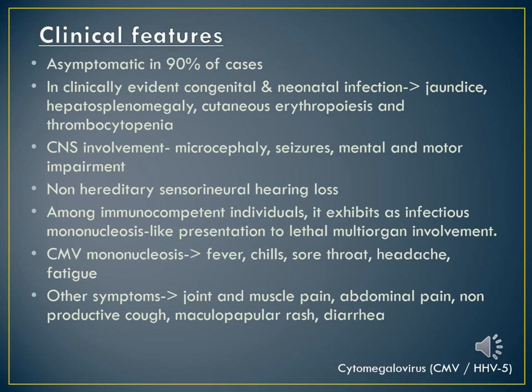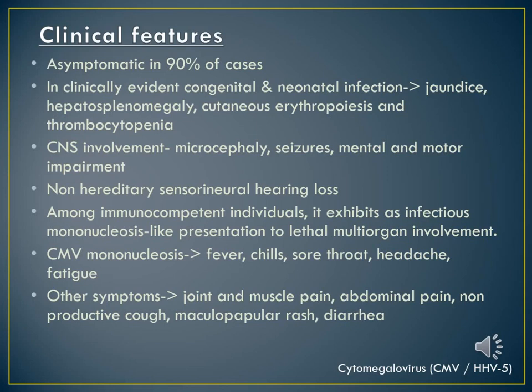Next, cytomegalovirus, also known as human herpes virus 5. Cytomegalovirus infection is asymptomatic in 90% of the cases. However, in clinically evident congenital and neonatal infection, there will be jaundice, hepatosplenomegaly, cutaneous erythropoiesis, and thrombocytopenia. And CNS involvement includes microcephaly, seizures, mental and motor impairment. And there will be non-hereditary sensorineural hearing loss. Among immunocompetent individuals, it exhibits as infectious mononucleosis-like presentation to lethal multi-organ involvement.